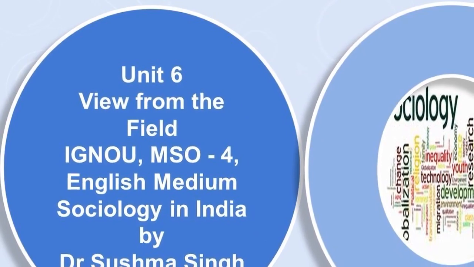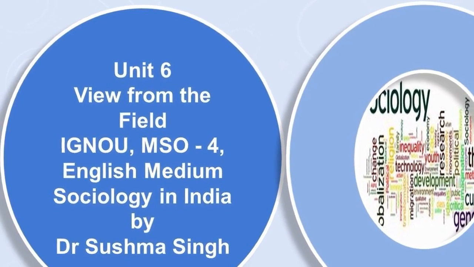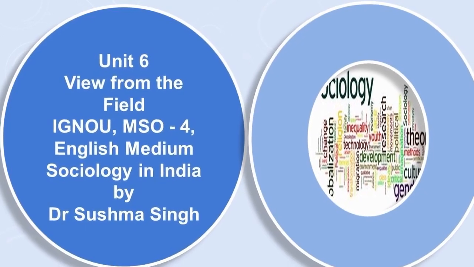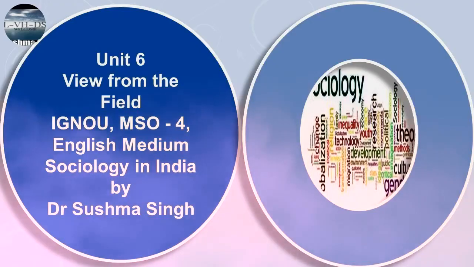Today we start Unit 6, View from the Field. Field view, or view from the field, refers to an orientation to the experiences of people with their inner tensions and contradictions, which one seeks to understand and interpret.